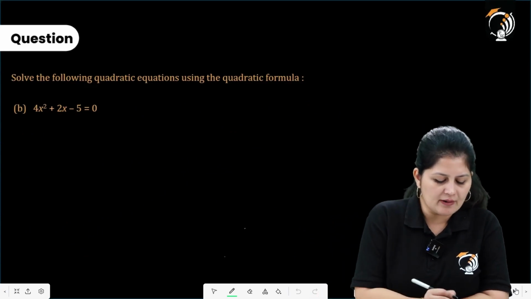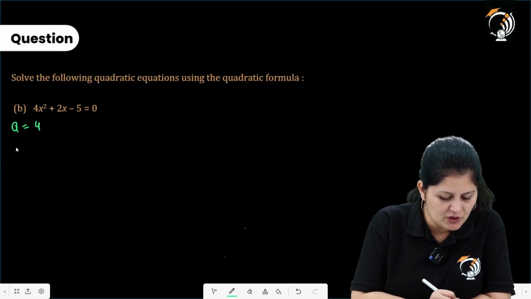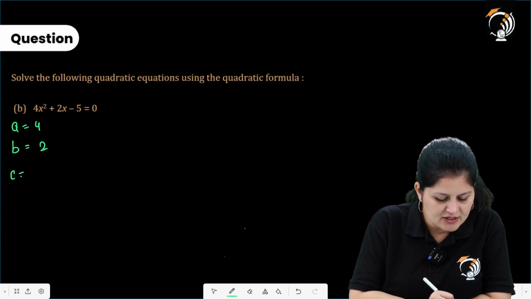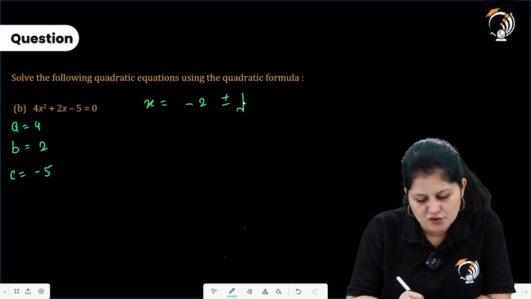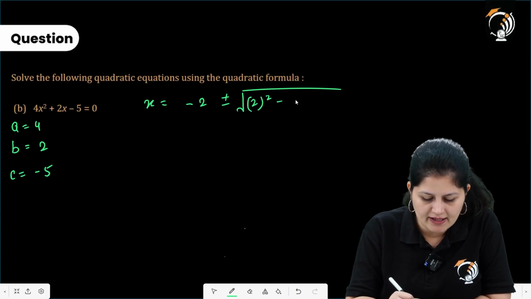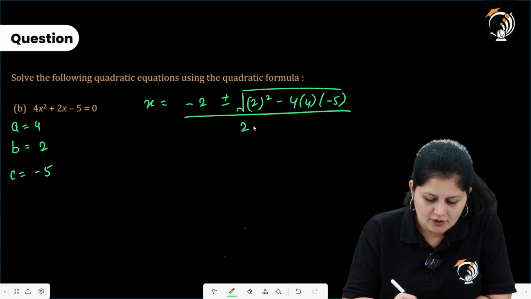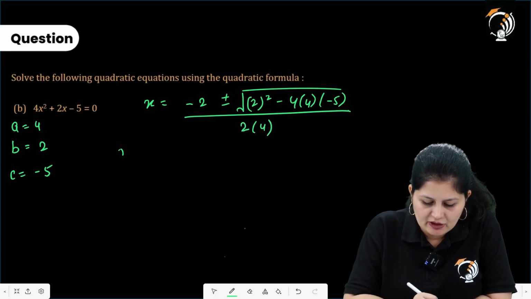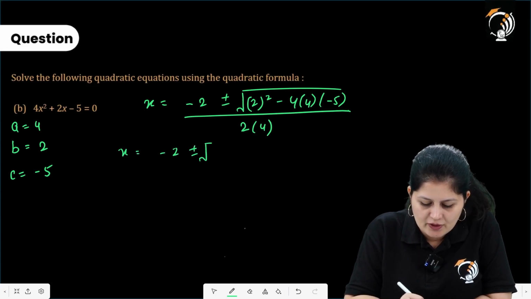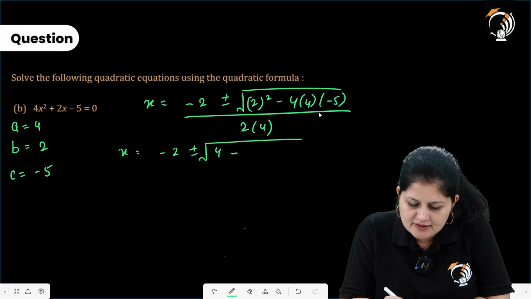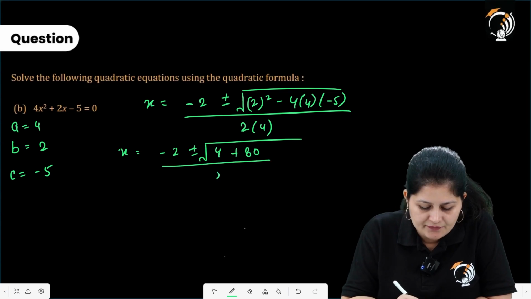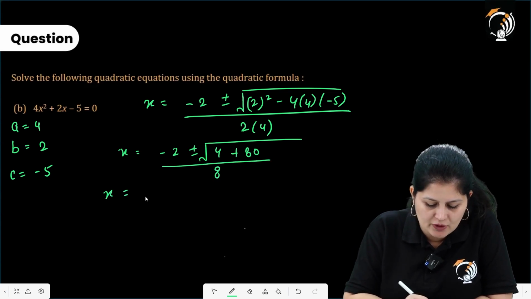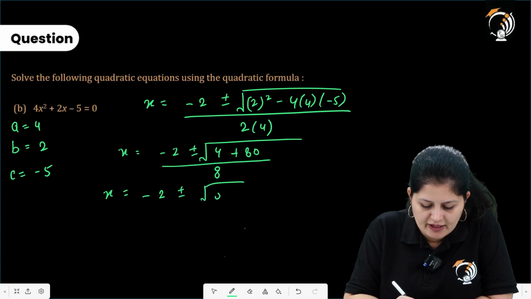Moving forward, in this question we can observe that the value of a is equal to 4, b is equal to 2, c is equal to minus 5. So let's find out that x is going to be minus b plus minus square root of b square minus 4ac, over 2a. So we are getting the value of x is equal to minus 2 plus minus square root of 4 minus, so 4 times 4 is 16, 16 times 5 is 80, over 8. So x is equal to minus 2 plus minus square root of 84 over 8.